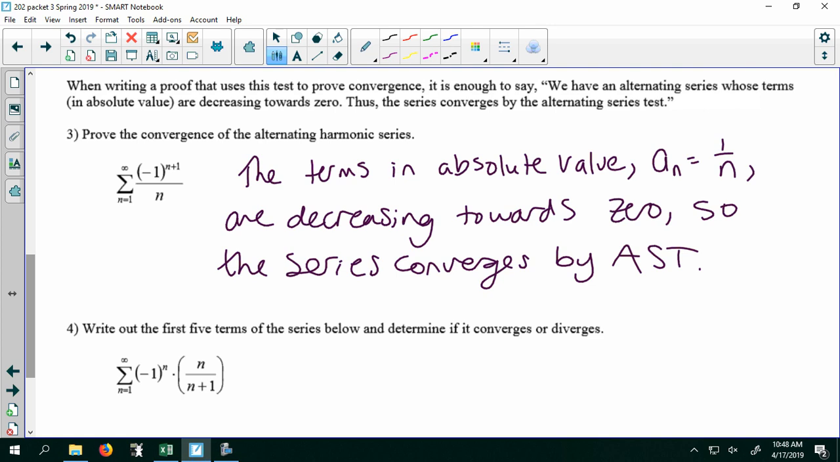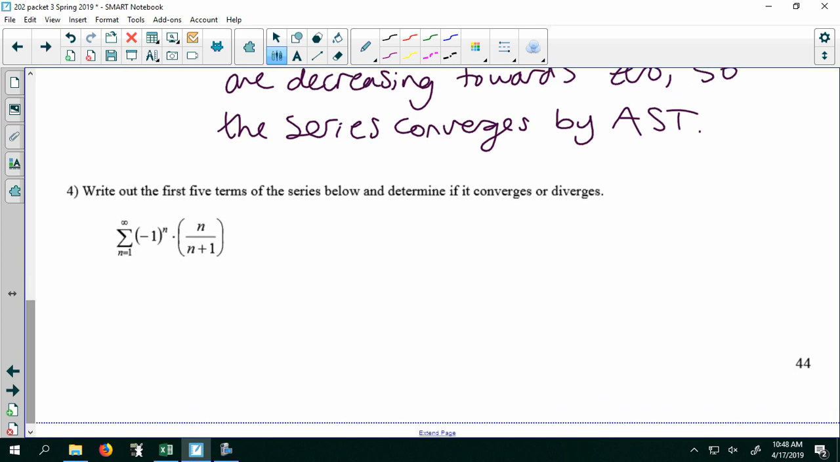So the terms are decreasing, getting smaller and smaller and smaller, and they're heading towards 0, as opposed to decreasing towards negative infinity, right? So they have to be always decreasing, and the limit has to be 0. All right, let's look at another one.